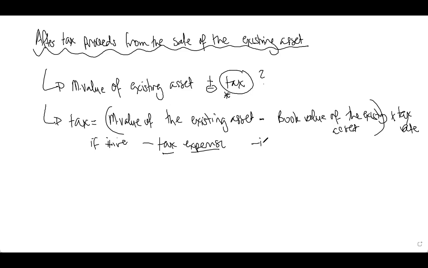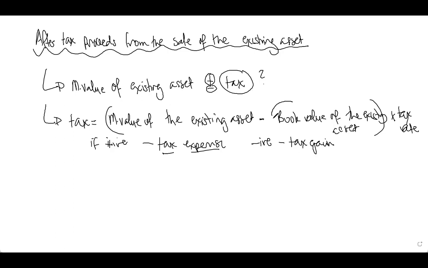However, if the answer we get is negative, it means we have a tax gain. It means that we sold the asset for a value which is less than the book value. So we get a tax benefit, and that negative answer for tax, we add it here. But we're going to go through all of this. Don't worry about that.